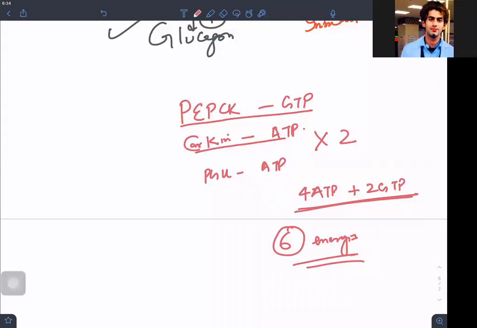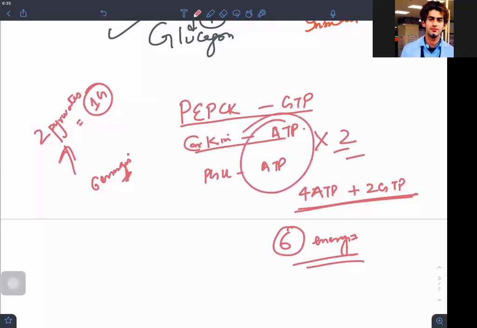So, sir, are we using 6 energy molecules to make a glucose from 2 pyruvates? Yes. From 2 pyruvates you are making 1 glucose, and you are investing 6 energies. How 6? Because this in total becomes 4 ATP if you multiply by 2, and 2 GTP, so 6 energies. I say energies to make life easy because some of you have missed my classes.